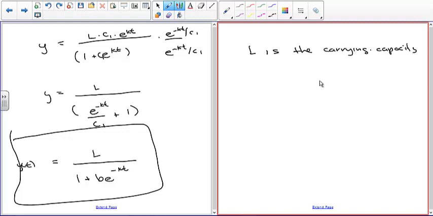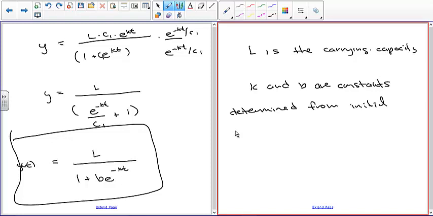So that's the number of organisms that you can sustain with this particular environment. And K and B are constants determined from initial conditions and one additional data point.